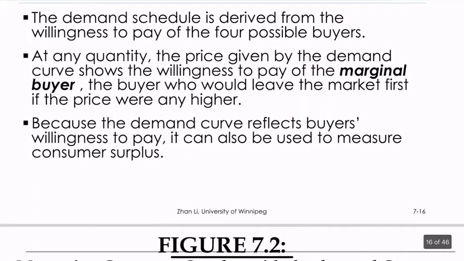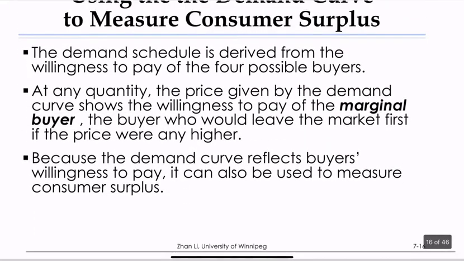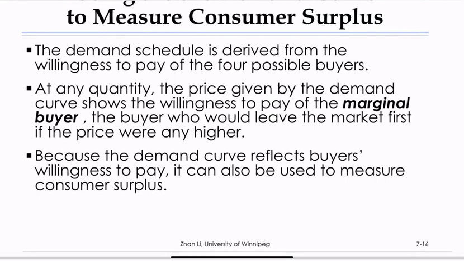So let me summarize, because this one is actually pretty important. First, the demand curve is derived from the willingness to pay of buyers. That is, the demand curve gives you buyers' willingness to pay. Second, the price on the demand curve shows us the willingness to pay of the marginal buyer. Marginal buyer is defined as the buyer who would leave the market if the price rises a little bit higher, right?